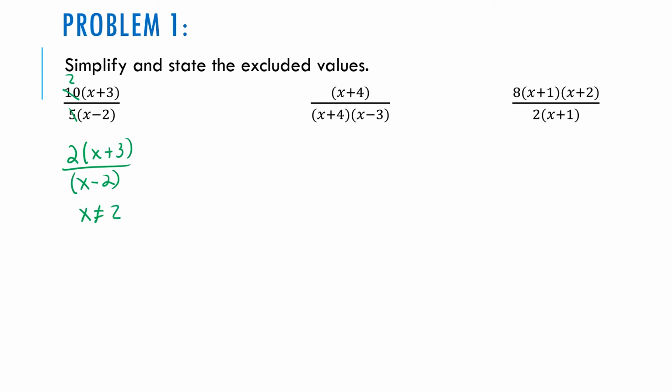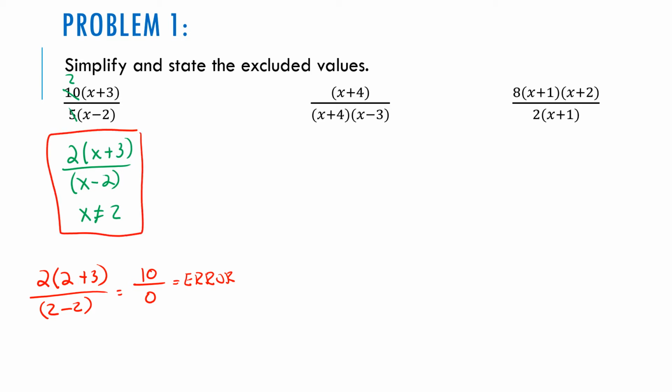And that's because if I were to plug it in for x, 2 plus 3 is 5, 5 times 2 is 10, 2 take away 2 is 0. And if you go to your calculator and do 10 divided by 0, you're going to get an error in your calculator. And that's because you can't divide a number by 0. Therefore, this would be our answer with our excluded value.